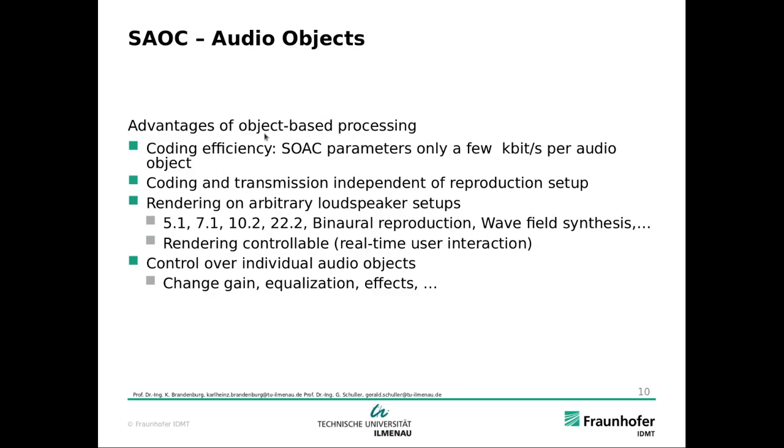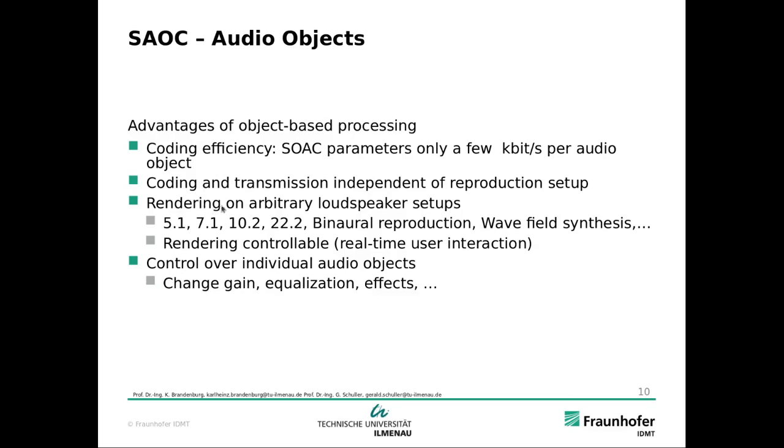The advantages of object-based processing is, as I just mentioned, coding efficiency. The SAOC parameters are only a few kilobits per audio object, the additional parameters. And the coding and transmission is independent of the reproduction setup. That's actually a big advantage because of the variety of reproduction setups you have. You can be, say, at home in your living room, you have a nice 5.1 setup. Maybe in some other place you just have stereo, or you just have headphones, right? Headphones are also quite common and are also conveniently possible with this setup.